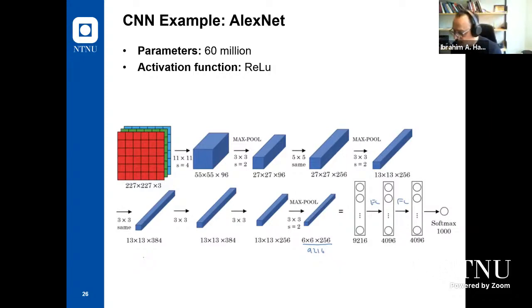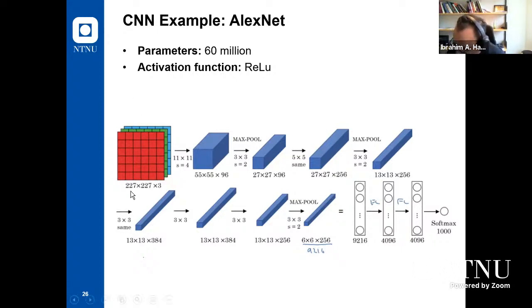So it's just one example of one famous architecture, which is used heavily in many applications. It's called AlexNet. I will talk about AlexNet next time in more detail, but this is just one example. It's a model which has around 60 million parameters. And if you can see here, this is the input volume.